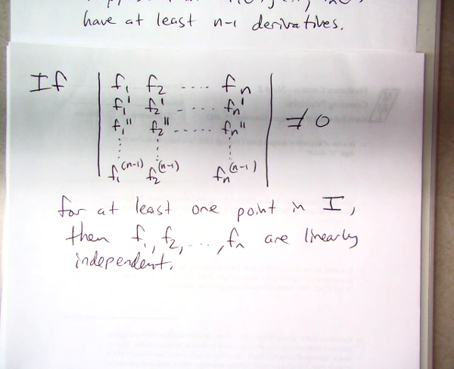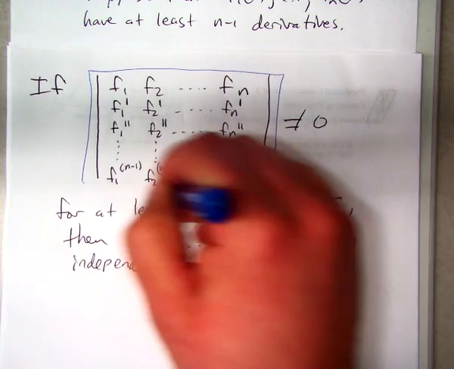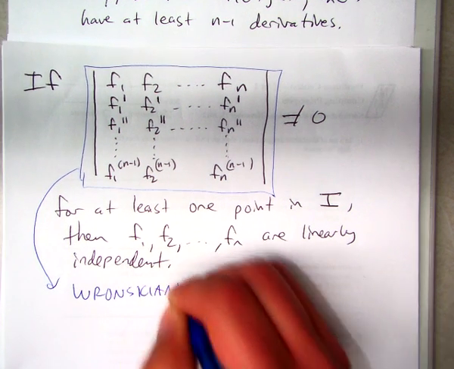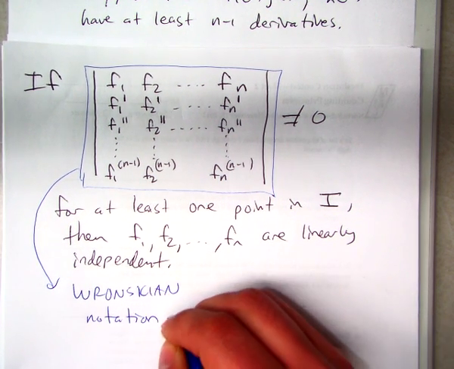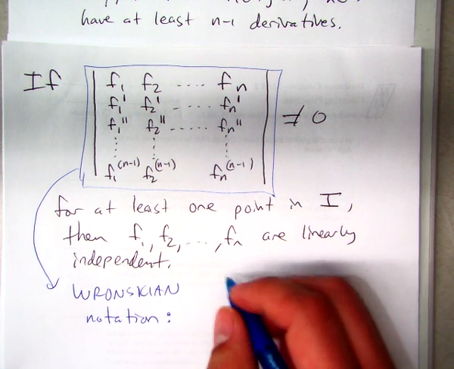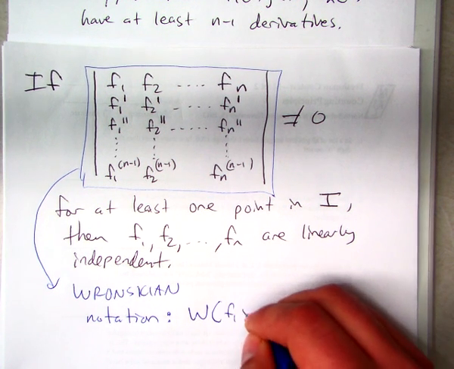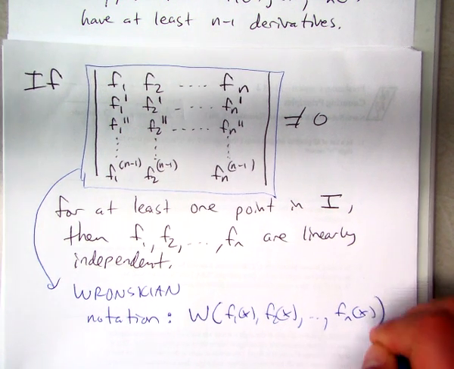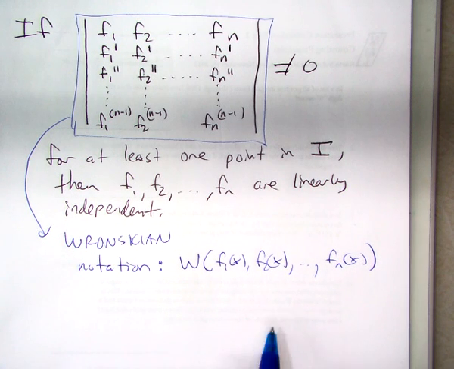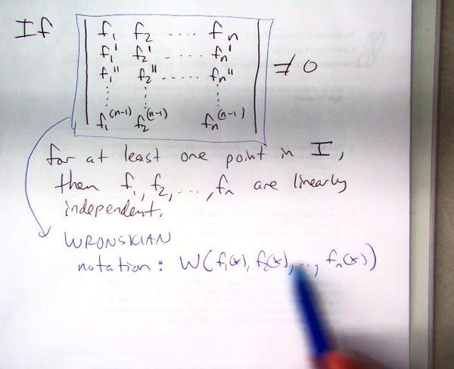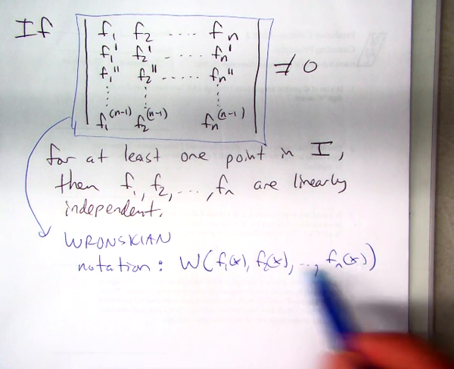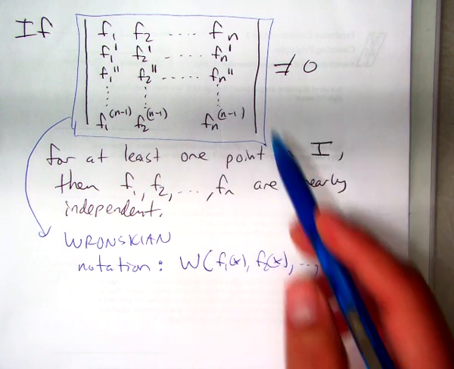This, by the way, is called the Wronskian. And the notation is simply W of f1 of x, f2 of x, and so on. Okay, so if you're showing that you're computing a Wronskian, this would be the shorthand way of saying that you're doing so. And then this is what you would compute, and then you would see whether or not this equals 0 at some point.